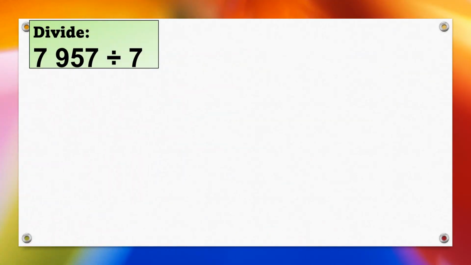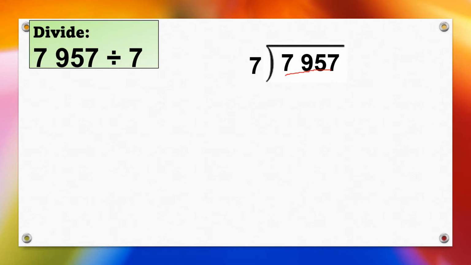We have here an example. 7,957 divided by 7. So we have here a 4-digit dividend and a 1-digit divisor. So how are we going to divide this number? Always remember that if you are going to divide numbers, always start from the digit that has the greatest place value. And the digit here that has the greatest place value is 7.